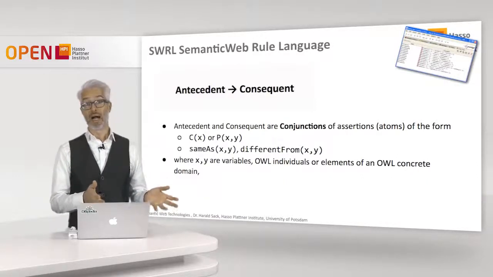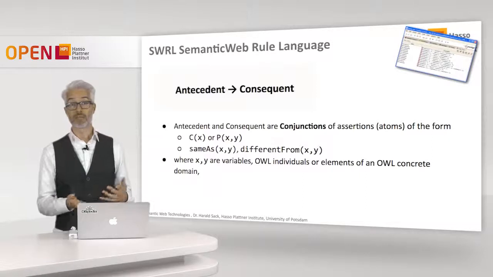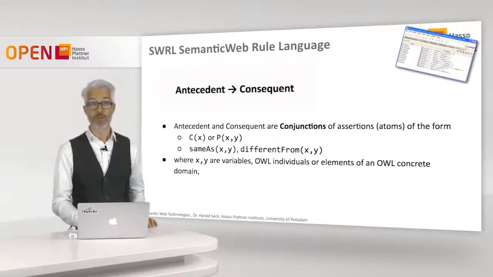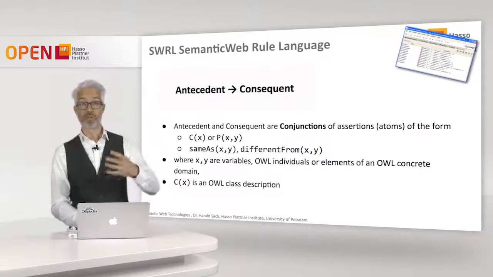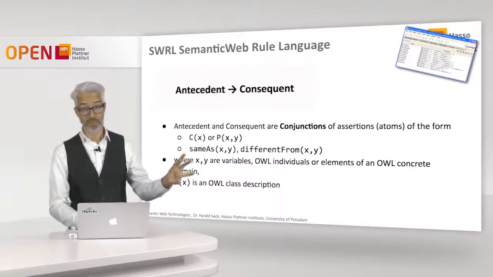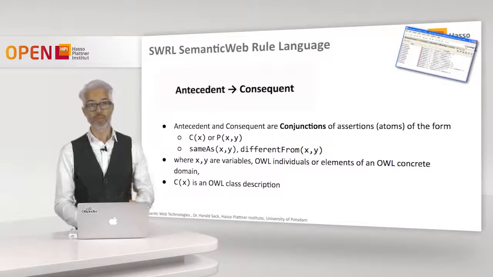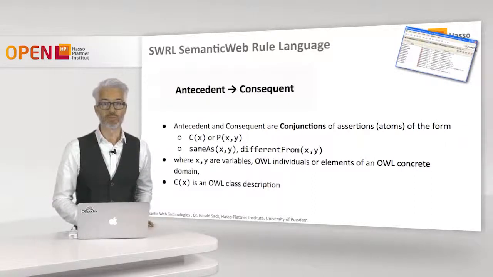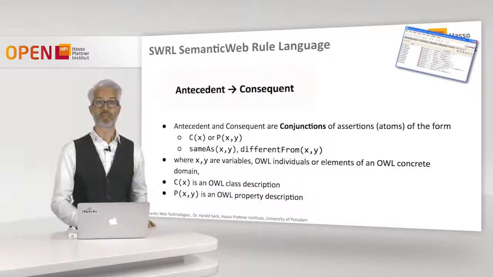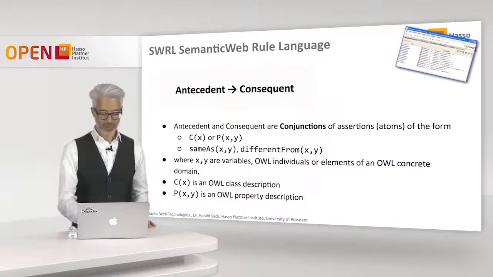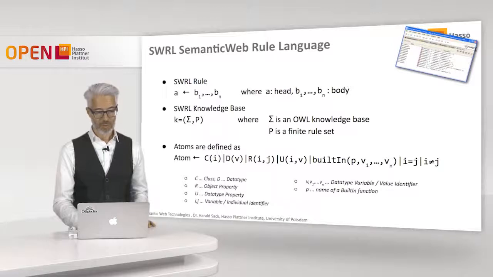They can also be OWL individuals, or they can be elements of so-called OWL concrete domains, which are nothing else than typed literals. But they have to be distinguished simply because when we express semantics, we have these three kinds of things that have to be distinguished. And of course, C of x is an OWL class description and P of x,y is an OWL property description.